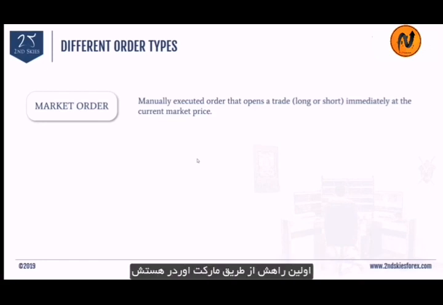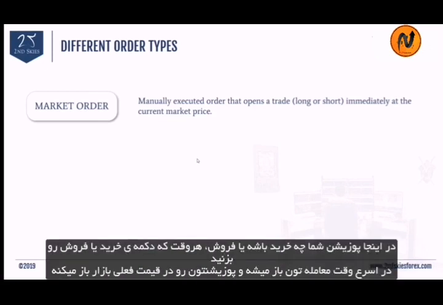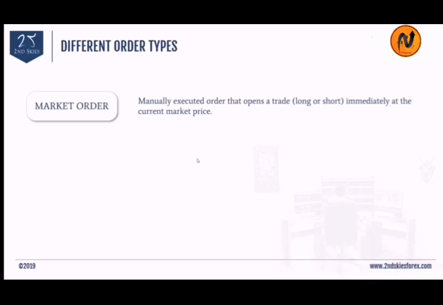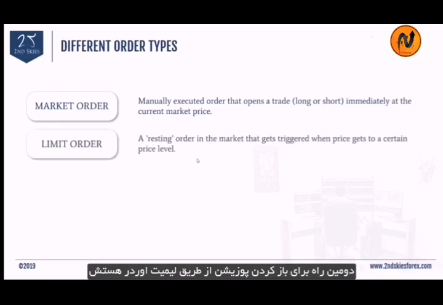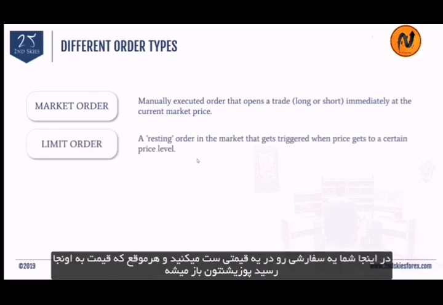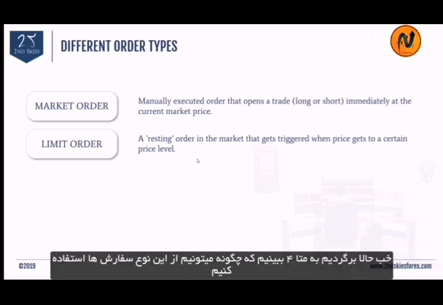The first one is what's called a market order, which is a manually executed order that opens a trade, long or short, immediately at the current market price as soon as you hit the buy or the sell button. The second order type to get you into a position is called a limit order, which is a resting order in the market that gets triggered when price gets to a certain price level which you have defined in advance. Let's go back to MT4 and have a look at how you place these two types of orders.